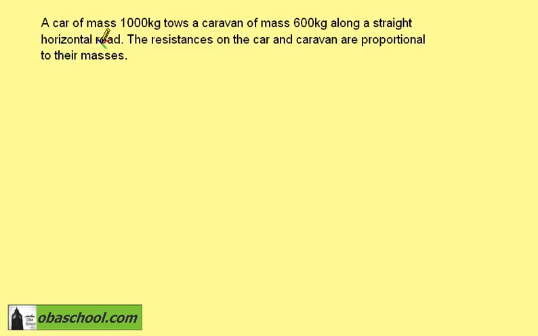A car of mass 1,000 kilograms tows a caravan of mass 600 kilograms along a straight, horizontal road. The resistances on the car and caravan are proportional to their masses. We want to draw a diagram to model this situation, so we draw a horizontal road.